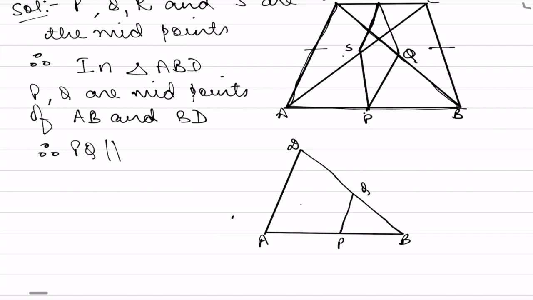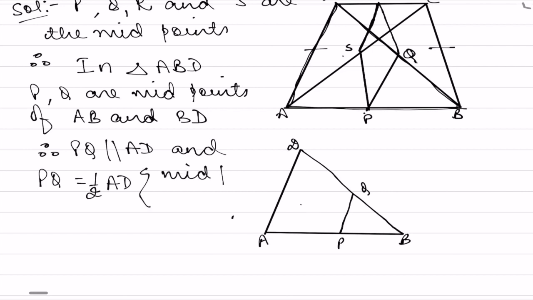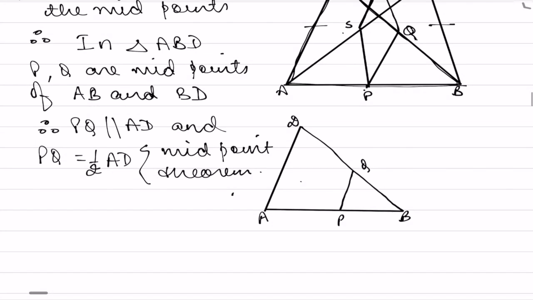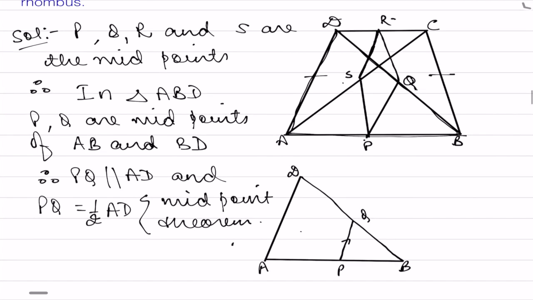Therefore, PQ is parallel to AD and PQ is half of AD. Give the reason also: by midpoint theorem. Okay, so these two sides are parallel as well as equal.